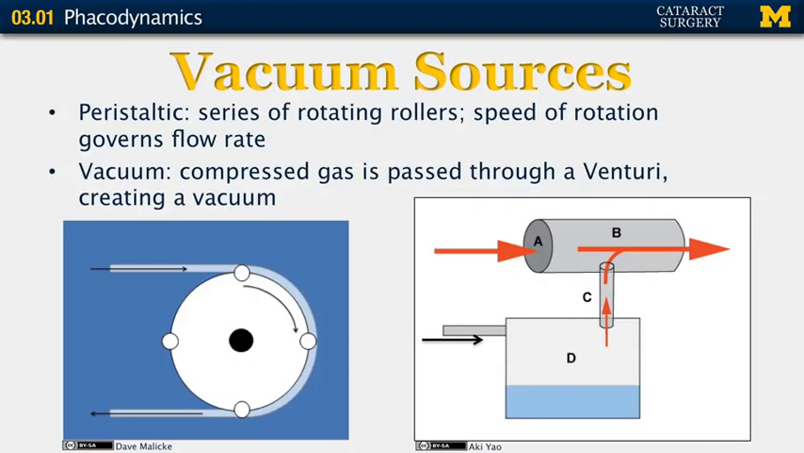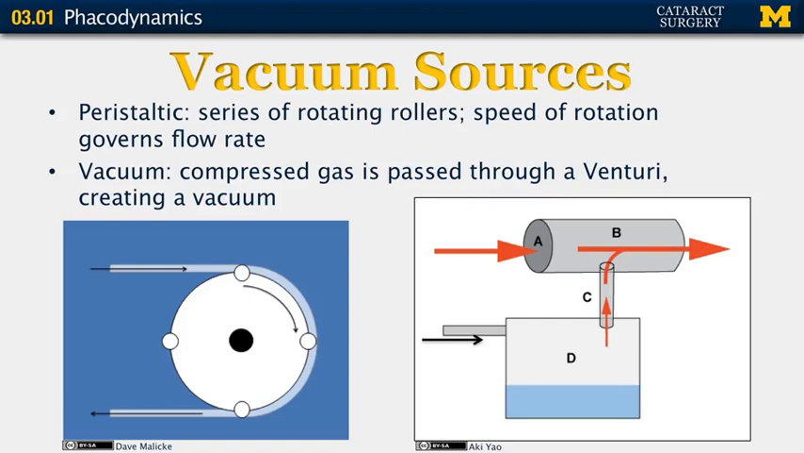So let's talk now about vacuum sources, and there are a few different ways that vacuums can be created. The goal of vacuum is to create a fluid outflow from the eye. The more common system to use is a so-called peristaltic or flow pump, which is pictured on the left side here. This is driven by a series of rollers which compress the tubing and move fluid through the tubing in such a manner. We can see that the direction of the arrows indicates the direction of fluid flow as the rollers are spinning. So the faster these wheels are spinning, the higher the flow will be through the tubing.